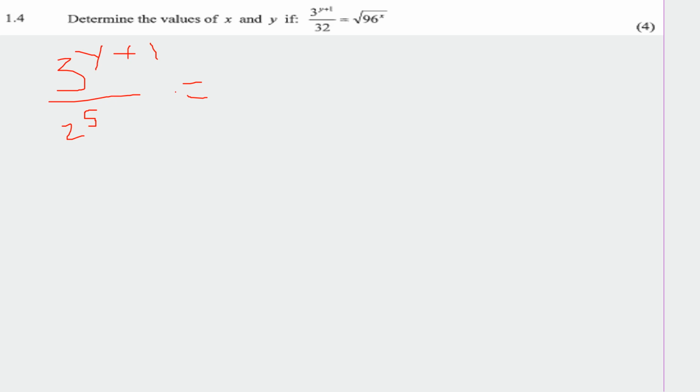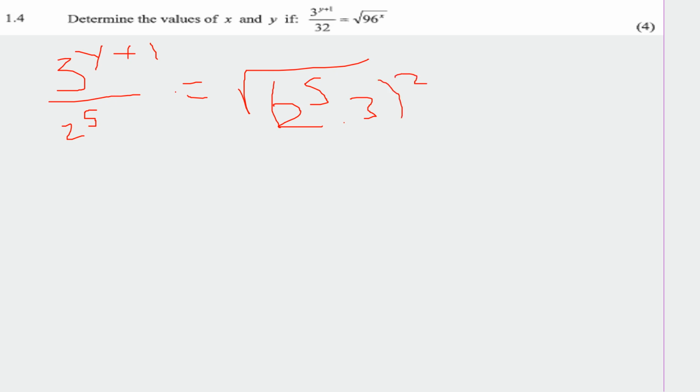So we also do the same on our right-hand side. We say square root of 96, equal sign, shift fact. Then you're going to have 2 to the power of 5 multiplied by 3 to the power of 1, and all raised to the power of x.